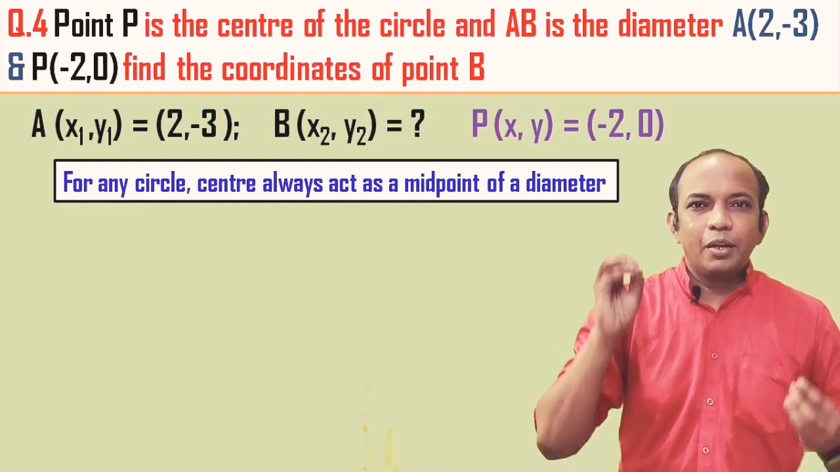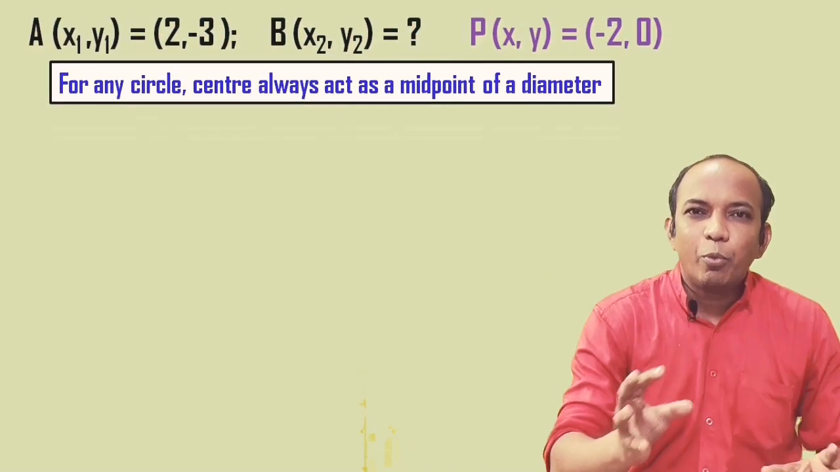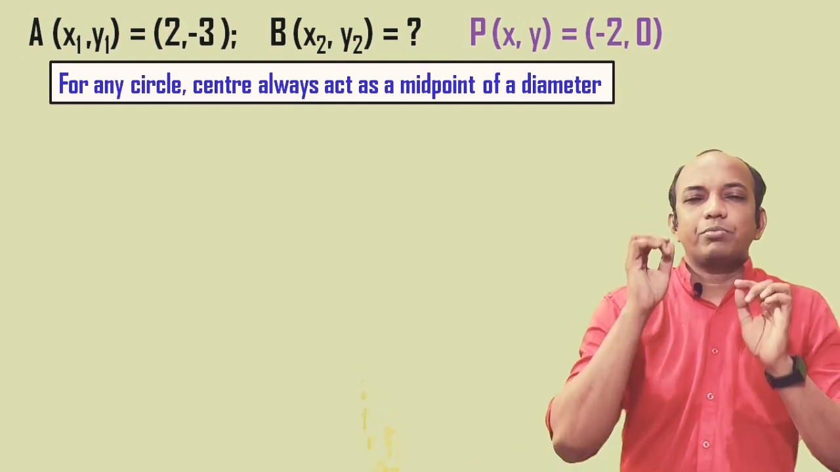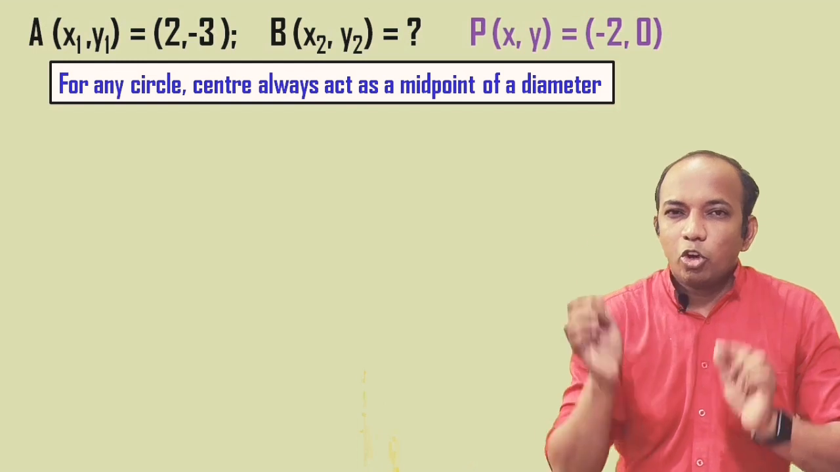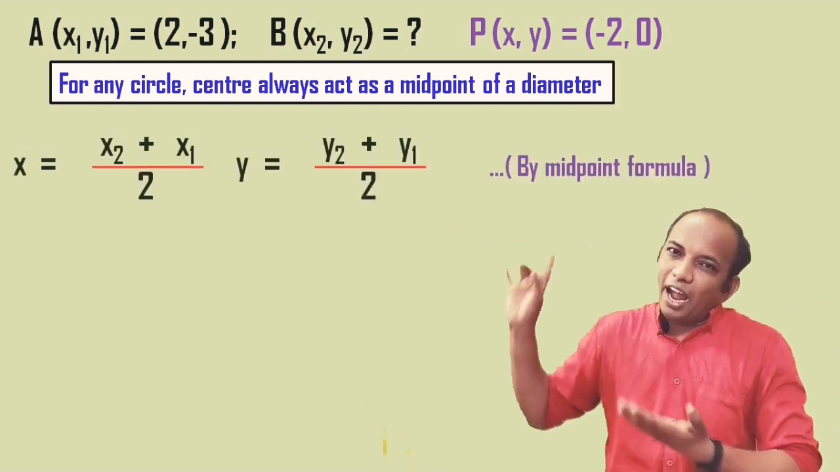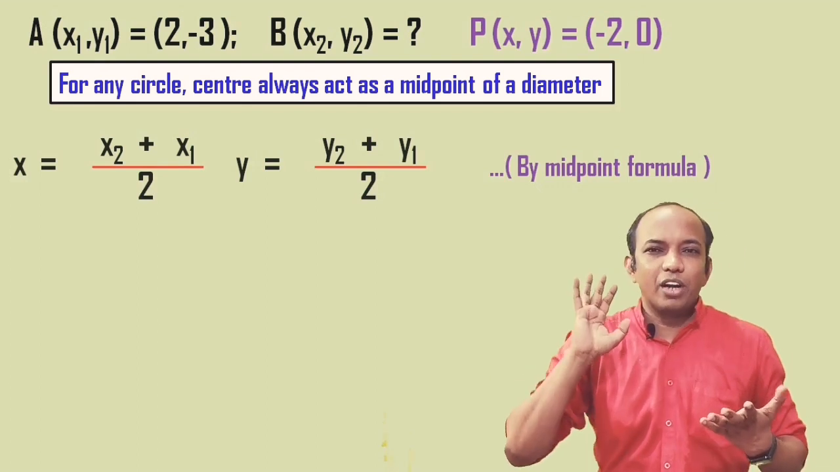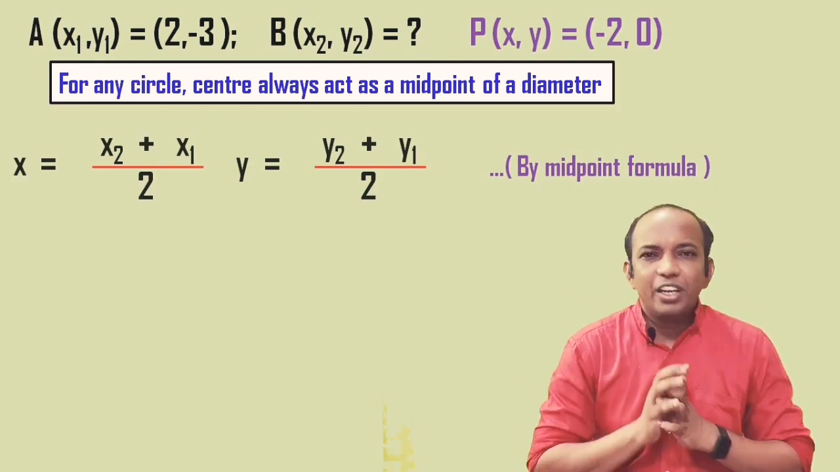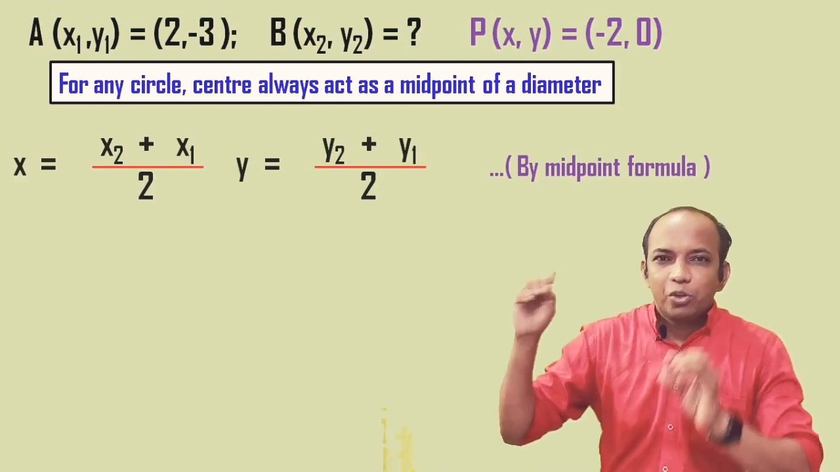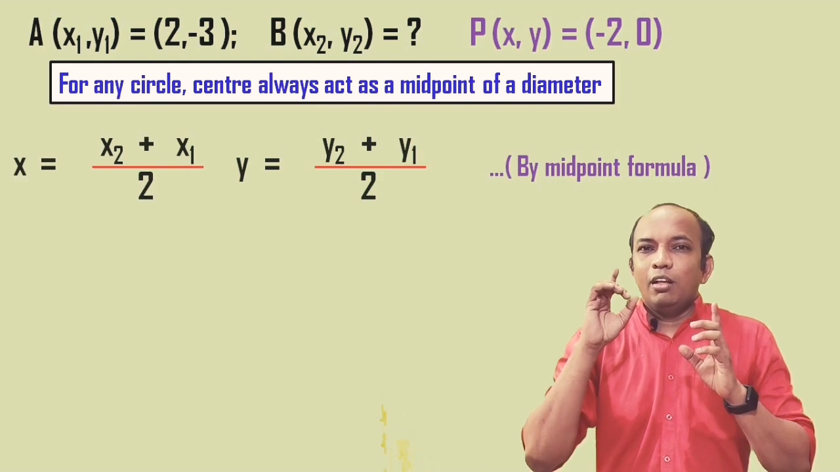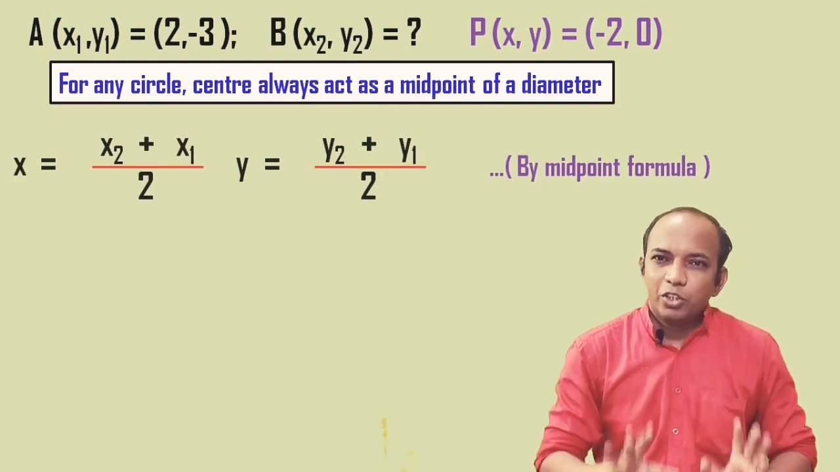Always keep it in mind, for any circle, the center always acts as the midpoint of the diameter. Considering this, we can say point P is nothing but the midpoint of the diameter AB. So we can apply the midpoint formula, right? According to the midpoint formula, x equals x2 plus x1 upon 2 and y equals y2 plus y1 upon 2. This time substitute the values very cautiously, because x2 and y2 are missing. Those are the values we need to find, and the values of x and y are given to us.